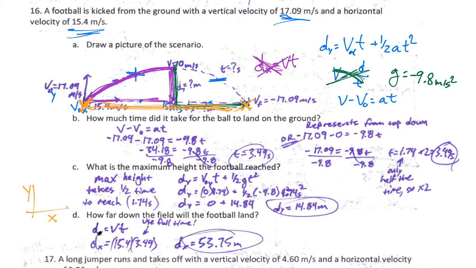Remember, in my horizontal direction, whatever velocity I have to begin with, that's my velocity everywhere, since gravity is not acting in the horizontal direction. So that one's nice and easy. It's just multiply your horizontal velocity by your time. We just got to make sure it's the full time, because it's asking us how far down the field will the football land. It's not saying how far is it halfway through its flight. It's saying how far will it actually land. So when it hits the ground, that's the entire length of that travel.